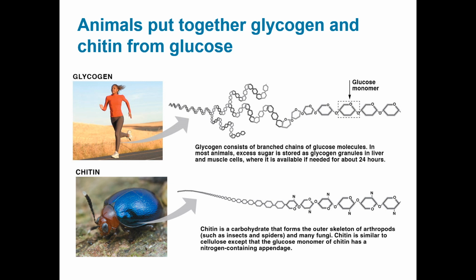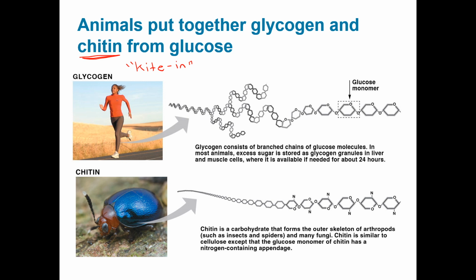Because animals don't make starch nor cellulose, they make two similar, or related I should say, polysaccharides, glycogen and chitin. A lot of students mispronounce this word here. That is not the way you pronounce it. It's pronounced chitin, like flying a kite. Kite in.